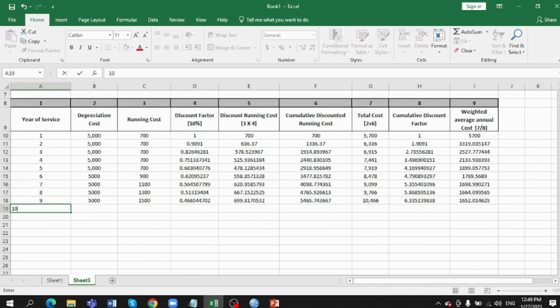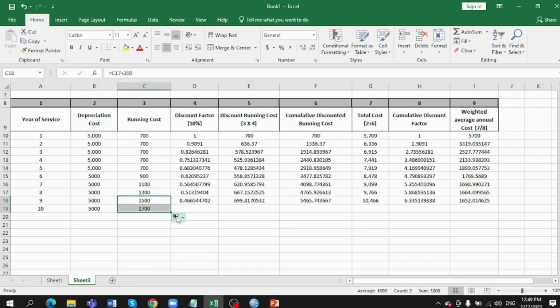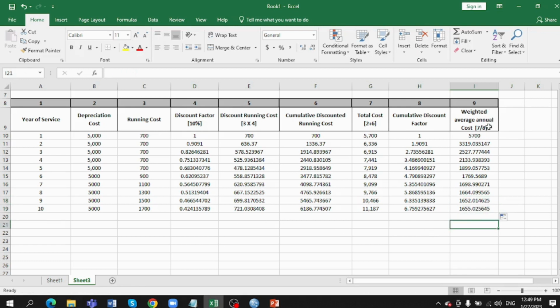Now, let us proceed. Let's still continue. The 10th one. So, still 5,000. Our 1,500 added by 200 becomes 1,700. Okay, let us continue doing this one. See, it's just easy. You don't really have to do it manually, thanks to Excel. We have 1,655. Now, in the 10th year, our weighted average annual cost increases from 1,652 point something, we are now at 1,655.